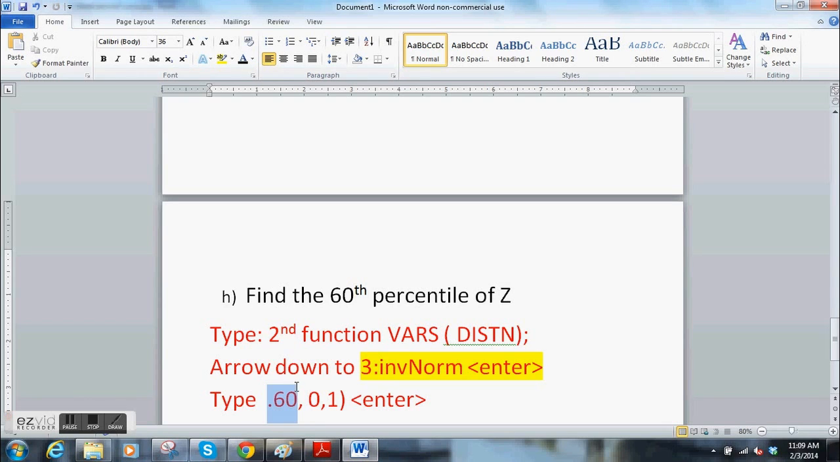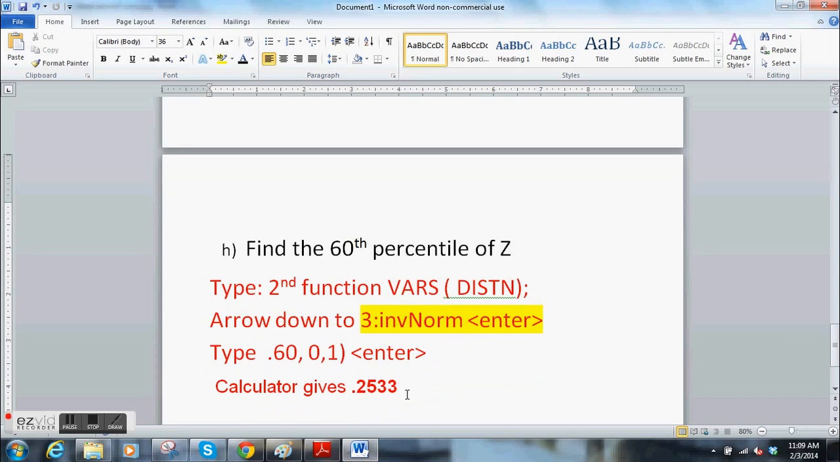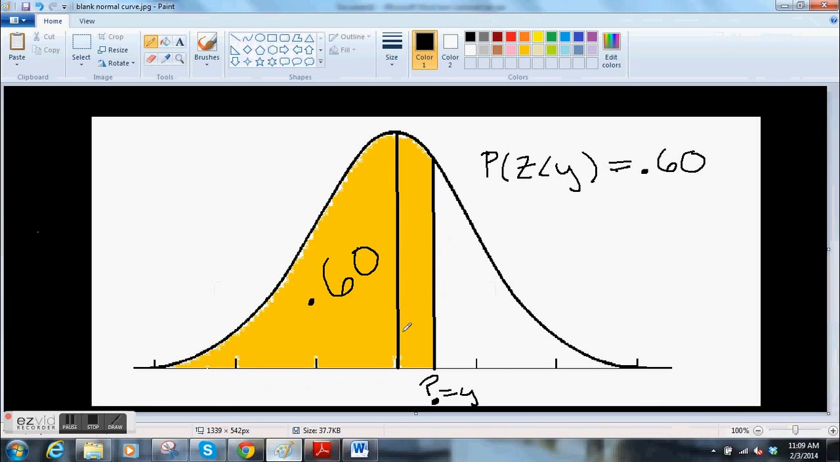Now it's waiting for you. You're going to type in the probability, your percentile. So in this case, type in 0.60, comma, mean, standard deviation, in parentheses, and hit enter. And 0.6, comma, I'm doing this live, 0, comma, 1, end parentheses. It's so fast. And it gives you, what did I say? It gives you 0.2533. So if we go to our picture, we're saying this number here equals 0.2533.